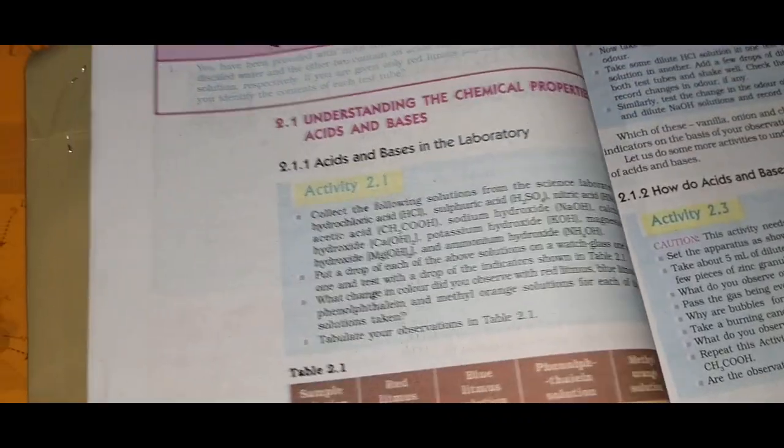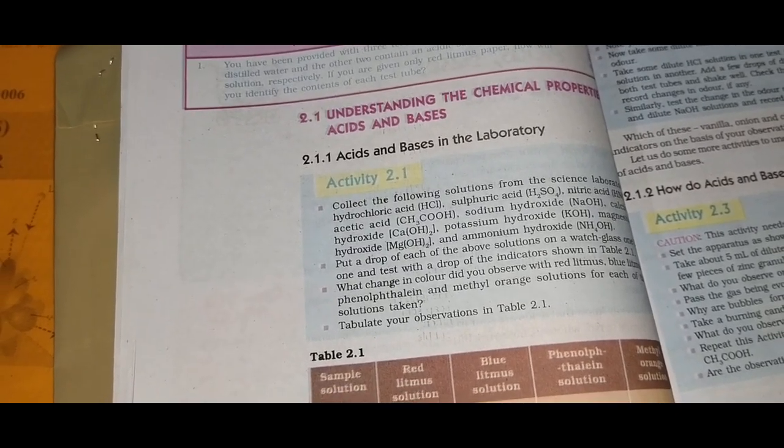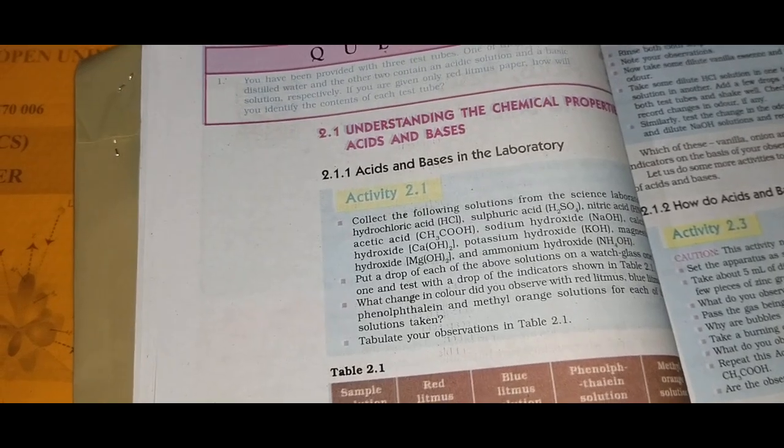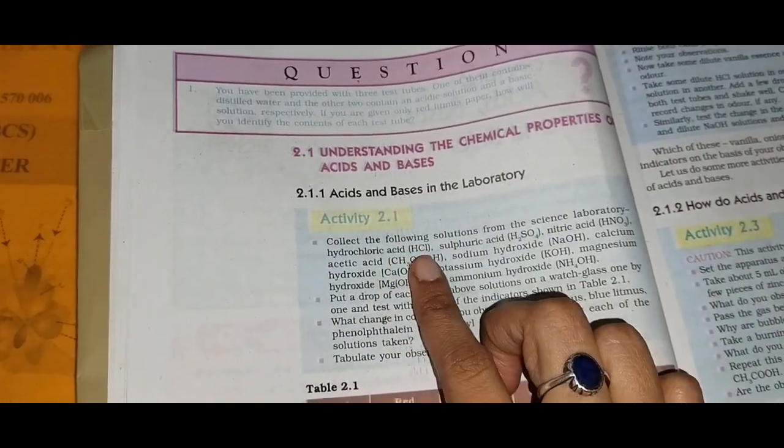We know that all acids change blue litmus to red, and all bases change red litmus to blue. Depending on that, we can find out whether it is an acid or a base. From this, hydrochloric acid is an acid.